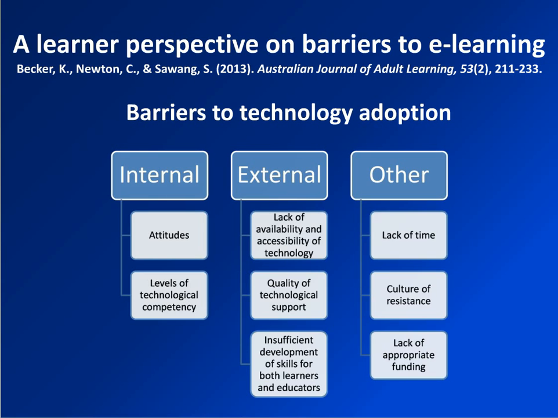Like most barriers, internal and external factors are at play when it comes to technology adoption. First off, you have internal attitudes and individual competencies that will affect how an individual will react to e-learning implementation. Then we have many external factors such as availability and accessibility of the technology, quality of technological support, and development of skills at both the learner and the educator levels. Some barriers that transcend the internal-external categorization were time constraints in the workplace, lack of funding, and an overall culture of resistance in adopting the new technology. The latter is a common theme that you will see in all 3 articles.